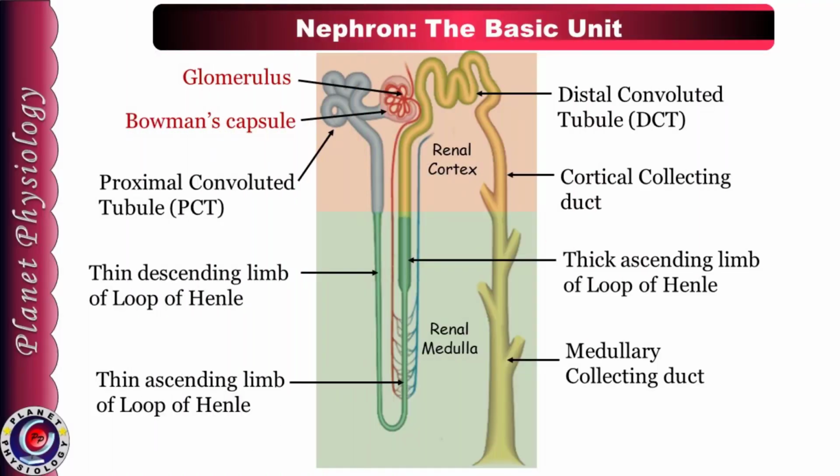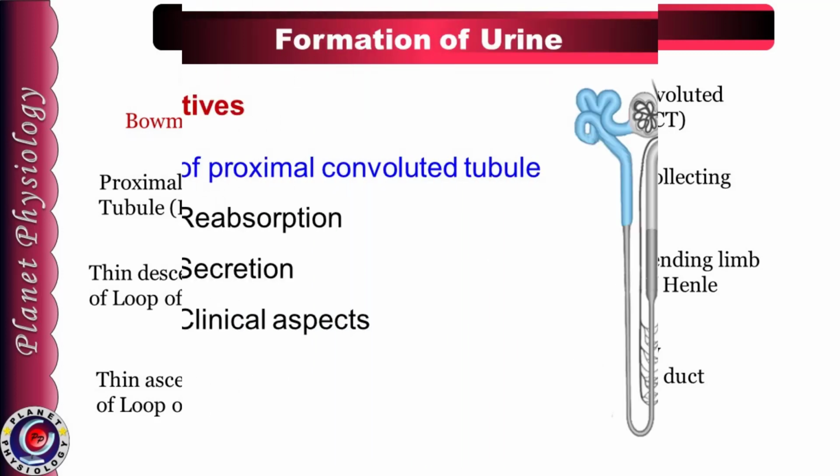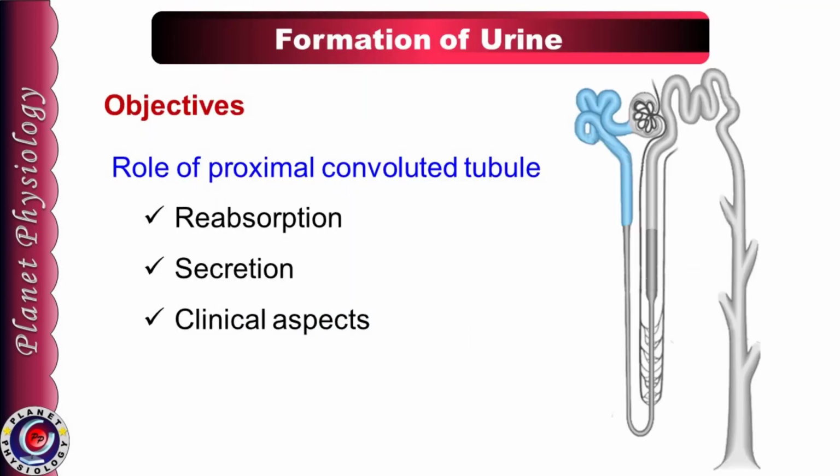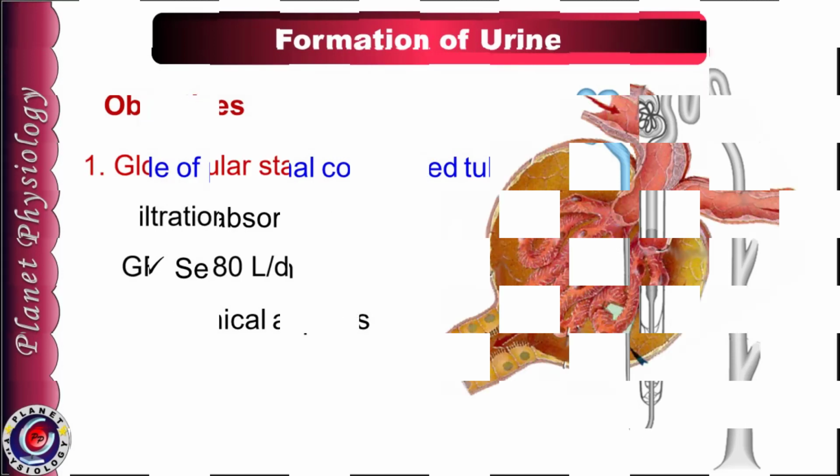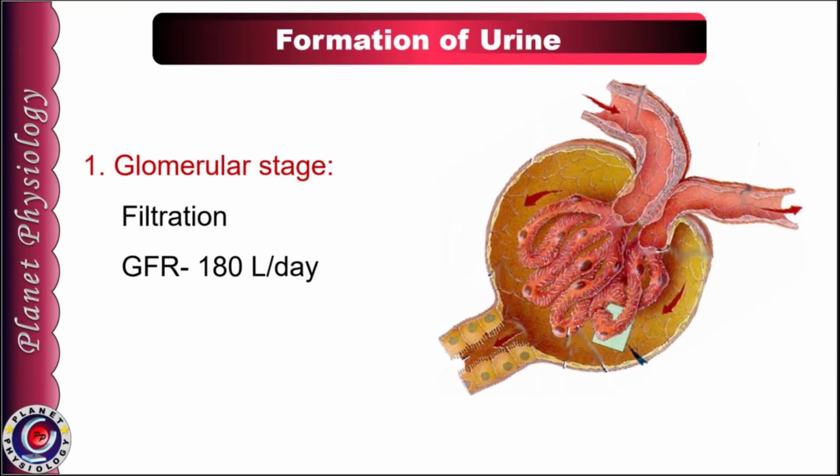In Introduction to Renal System, we have already studied the parts of nephron in detail. Today we shall study the role of each of these parts in urine formation. Since this is quite a big topic, today we shall concentrate only on basic terminologies and the role of proximal convoluted tubule in urine formation. The first step in urine formation is glomerular filtration.